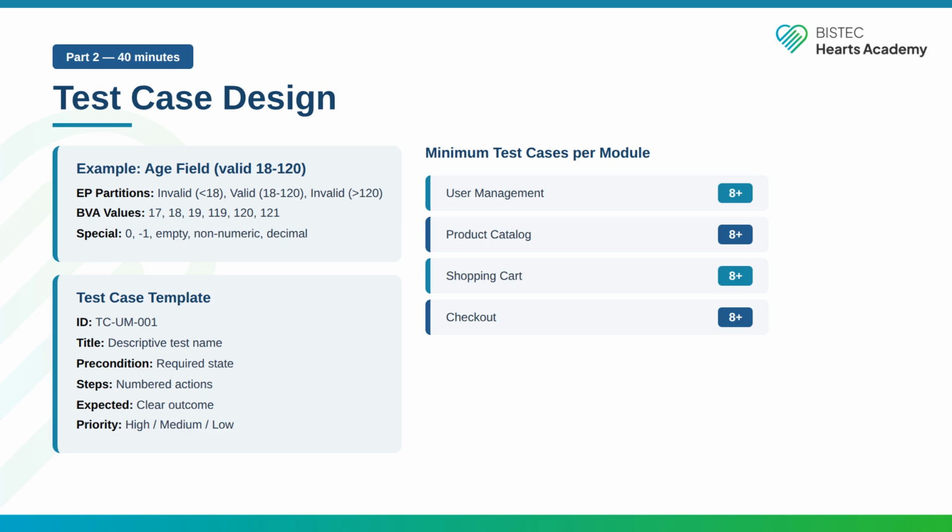The ID follows a convention, TC for test case, then the module code like UM for user management, then a number, TCUM1001. This makes test cases easy to search and reference. The title should be descriptive. Not "test login," but "verify login with valid email and password redirects to dashboard." Someone should understand what the test does from the title alone.